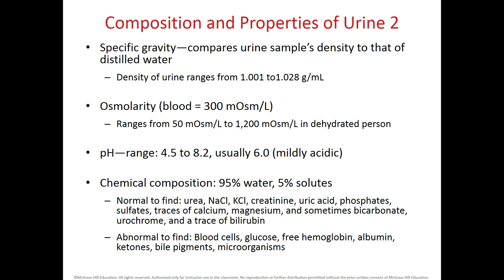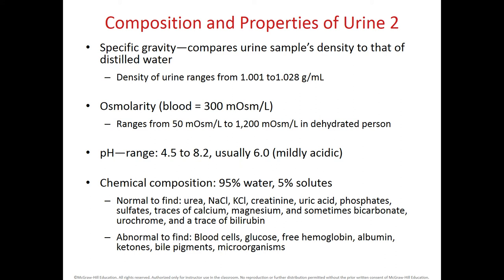Now, the urine has a specific gravity that ranges between 1.001 to 1.028 specific gravity per milliliter. And the osmolarity of the urine can range between 50 to 1200 milliosmoles per liter. If the person has a high osmolarity, that means that the person is dehydrated. If the person has low osmolarity, that means that the urine is very diluted, and that can happen in certain diseases. The pH of the urine can range between 4.5 to 8.2, but usually is acidic, around 6.